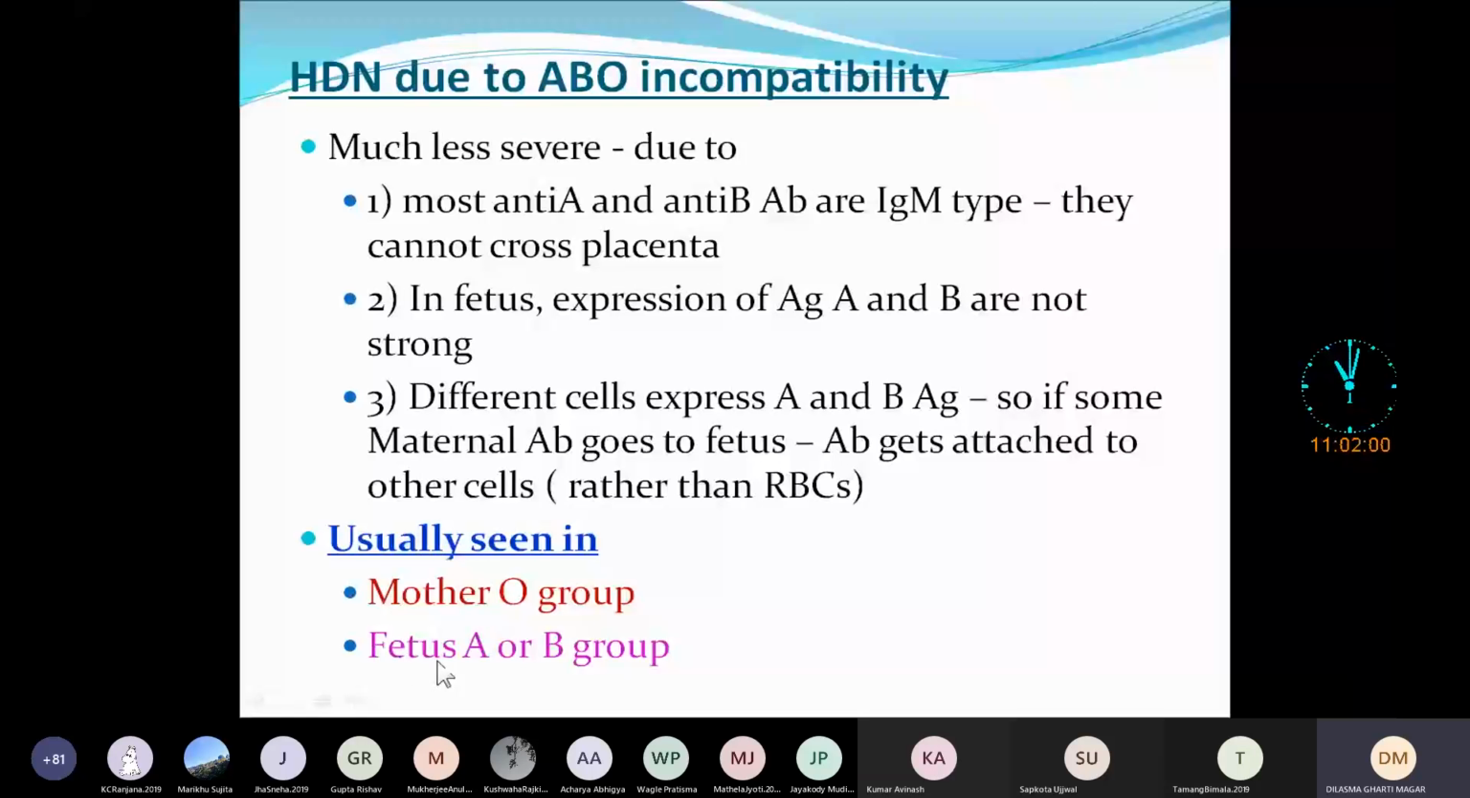If the mother is O blood group, what is the antibody in the plasma? Tell. Anti-A and anti-B.